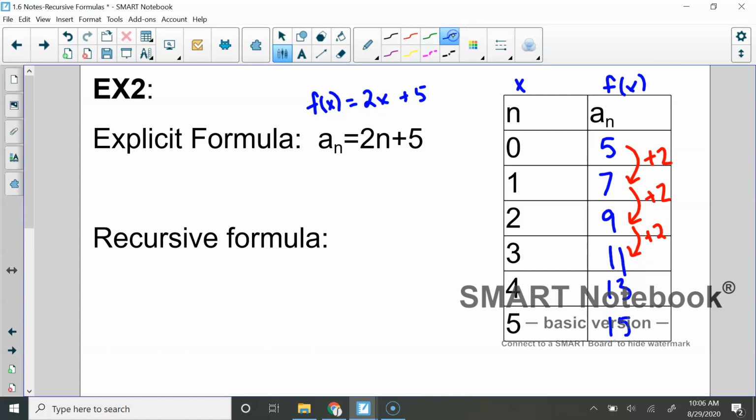So for our recursive formula, we could say a sub n equals, we're taking the term that we have right now, which we're going to call a sub n minus 1, and to get the next term, we have to add 2. And then a lot of times we'll include a sub 0 equals 5 here. Sometimes you might see a sub 1 equals 7. It just depends on what you're dealing with. I'm going to show you on IXL, you'll see a sub 1 a lot more.